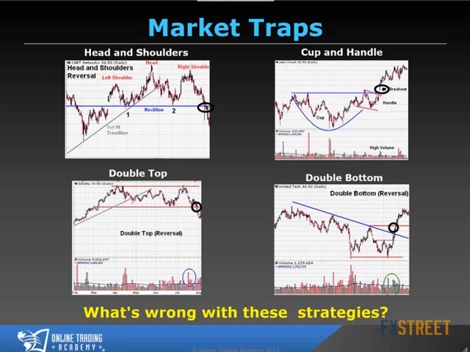So it's the timing that bothers me. You know what I mean? Let's take the head and shoulders, the classic head and shoulders pattern. This is a beautiful one, right? I think this is one of the cleanest looking head and shoulders I've ever seen.